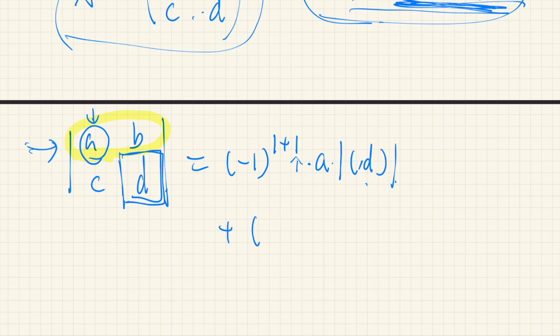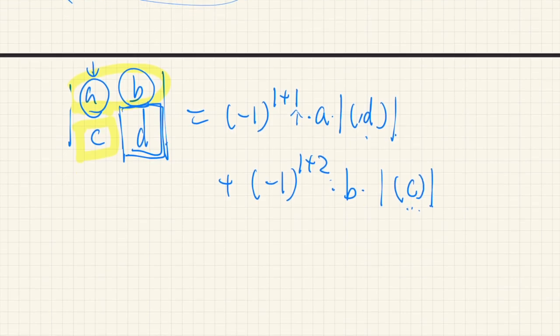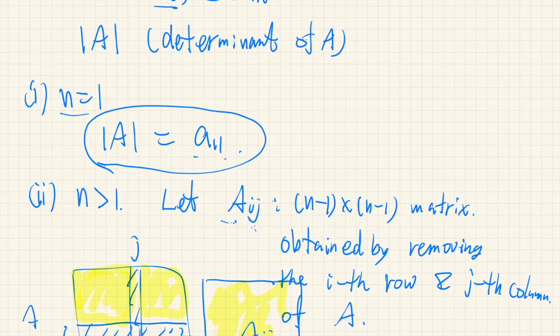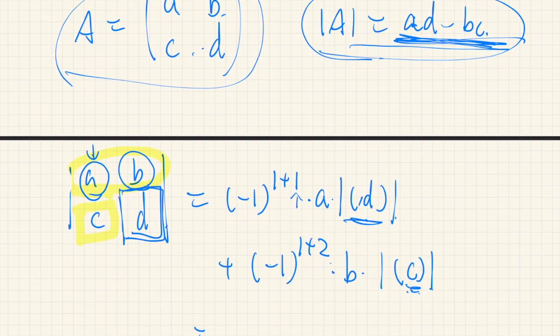And the next term, j is equal to 2. i is still fixed to 1, and j is 2. The 1, 2 element is B. And if we remove the first row and the second column, what remains is C. So we calculate the determinant of this 1 by 1 matrix made of only C. Now we know how to calculate this according to the first case, so that is just that element.